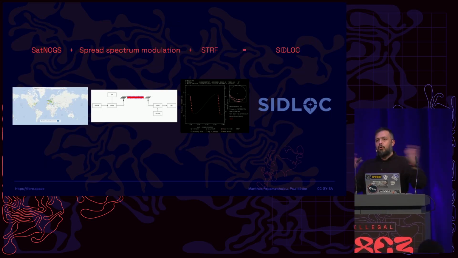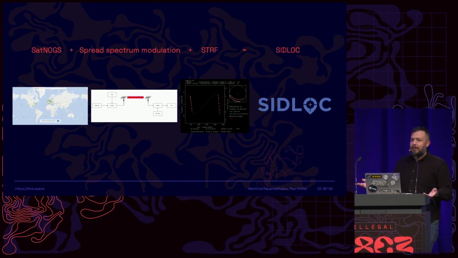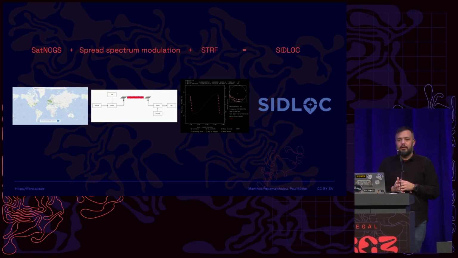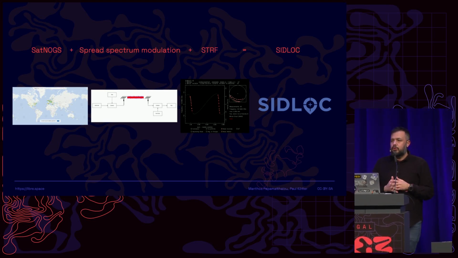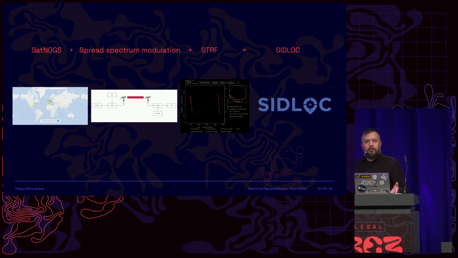We combined all of those, the SATLOC network, spread spectrum modulation, and the algorithms from STRF, and we made SIDLOC. We proposed SIDLOC to the European Space Agency. SIDLOC stands for spacecraft identification localization, and ESA liked the idea, so they decided to fund us to do more research on the protocol and also do some in-orbit demonstrations.